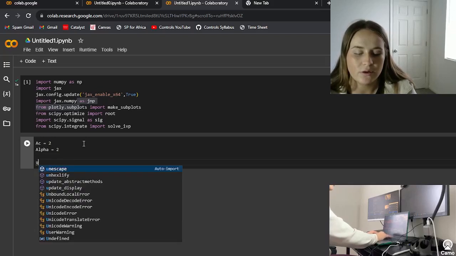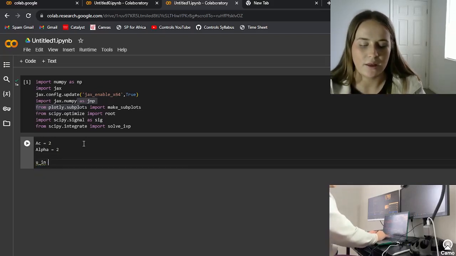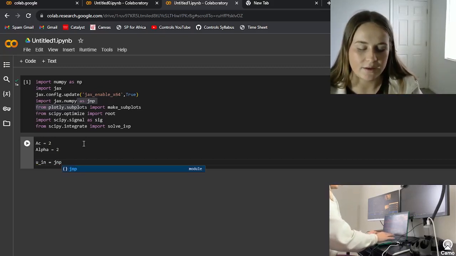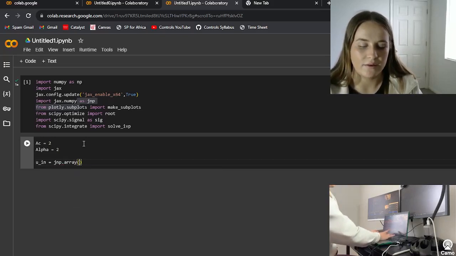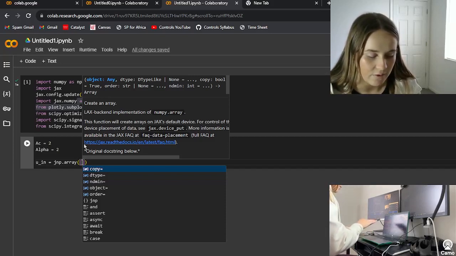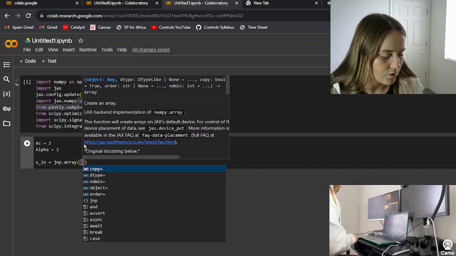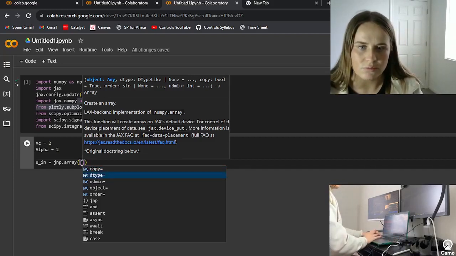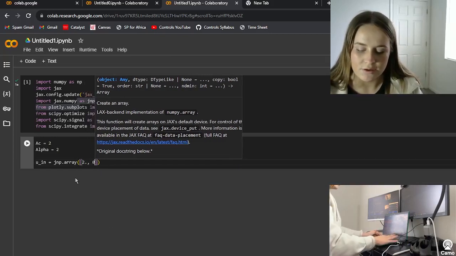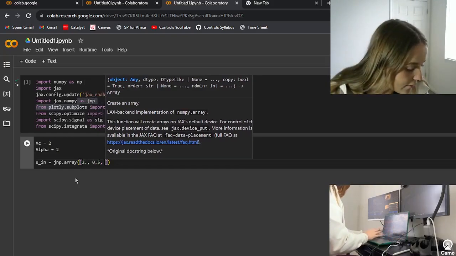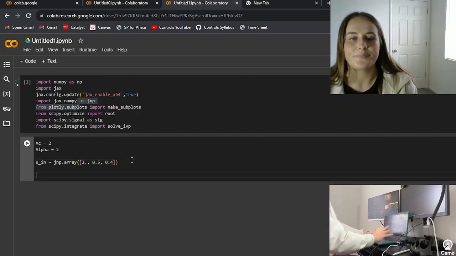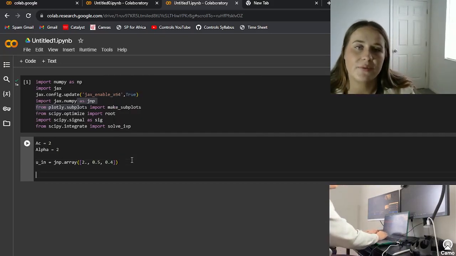I'll call that U in, and that is equal to jnp.array. And I believe, let me look at the numbers. So we have 2, 0.5, and 0.4. And that's our array.